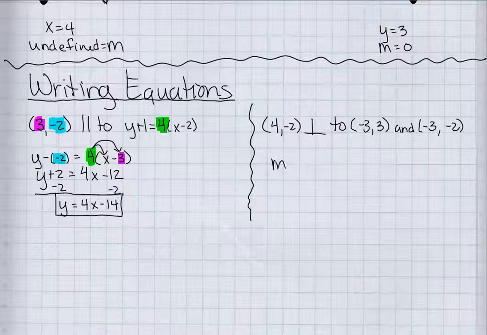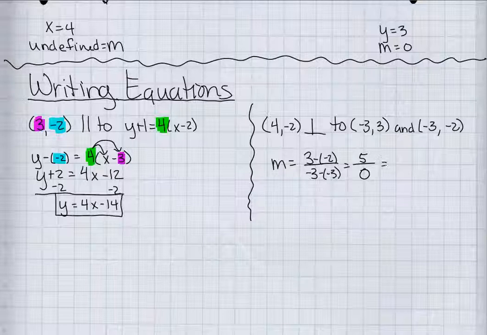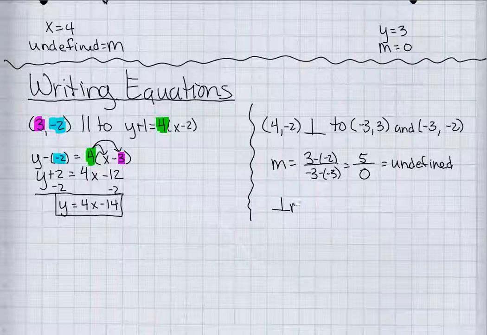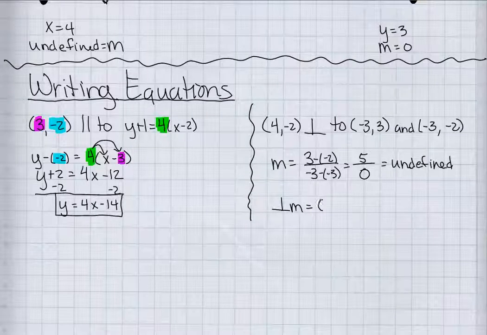So our slope, we're going to take our y's and subtract them. Take our x's and subtract them. 3 minus a -2 is the same thing as 3 plus 2, so that's 5. -3 minus a -3 is the same thing as -3 plus 3, which is 0. Remember I told you that this is an undefined slope, which means that the perpendicular to an undefined slope is a 0 slope.